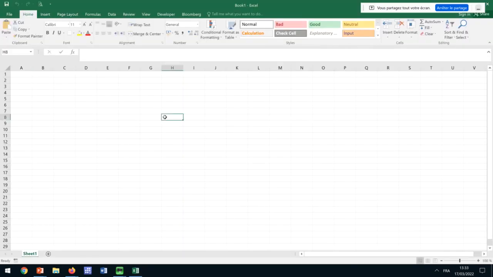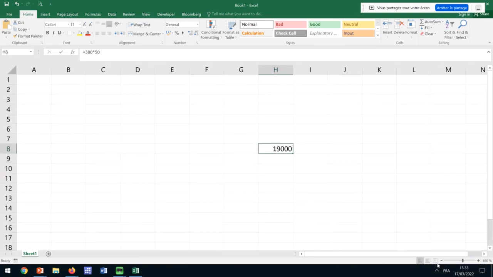So that's 380 points, 380 times 50. Okay, $19,000. So we lose on one contract $19,000. We lose 380 pence per bushel, but we have committed to buy 5,000 bushels, and that multiplies to $19,000.